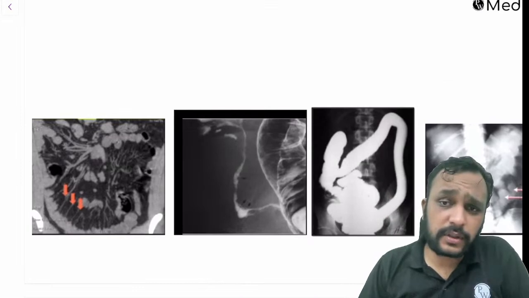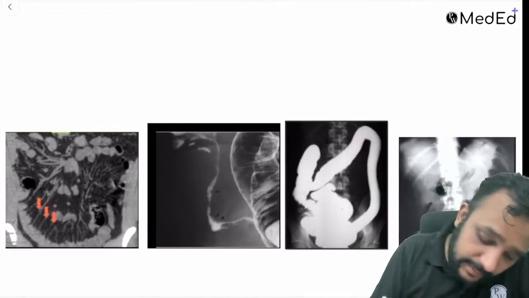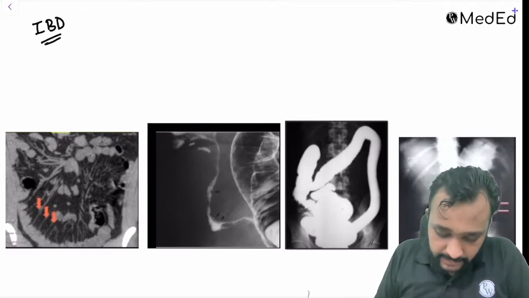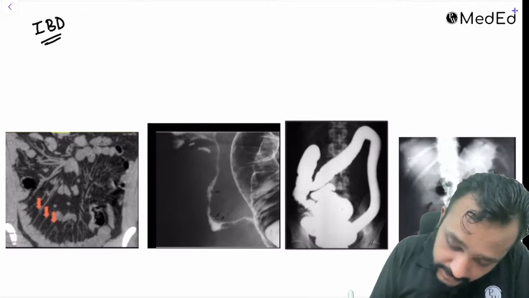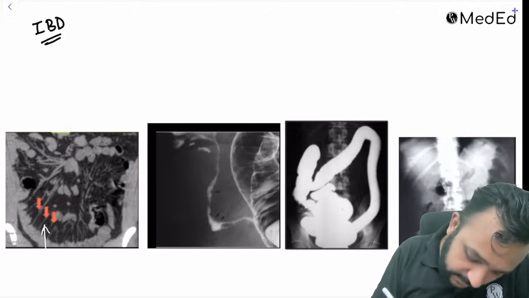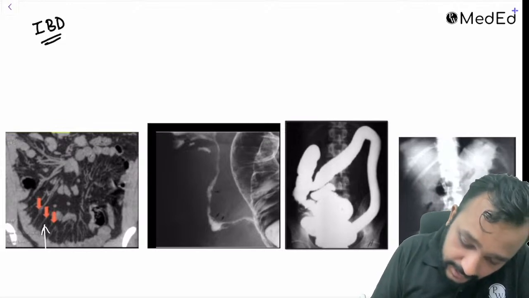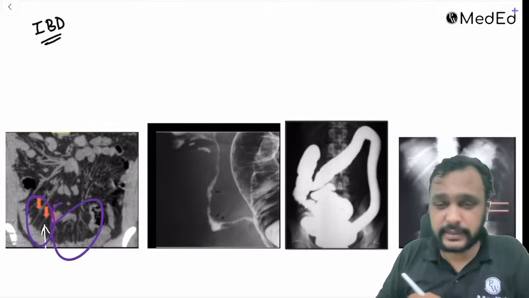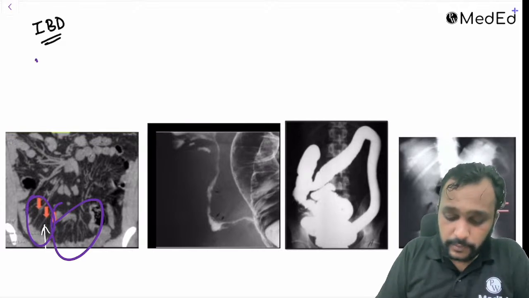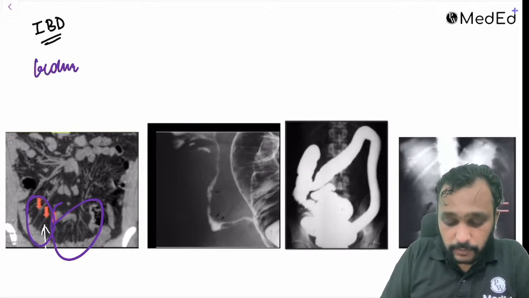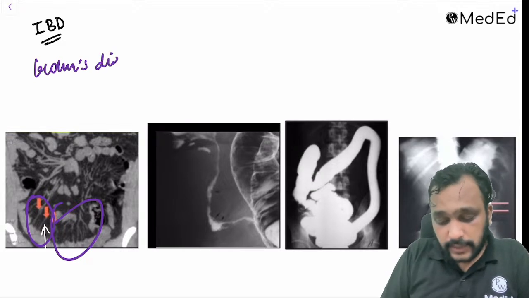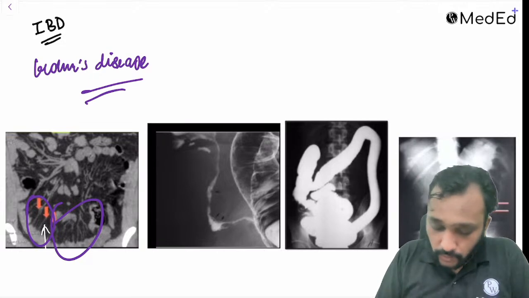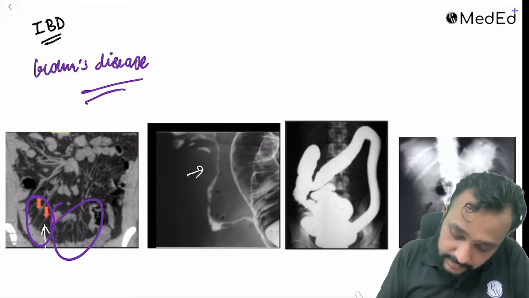So let us talk about a few important imaging findings in inflammatory bowel disease, right? In inflammatory bowel disease, you will see that there will be prominence of the vasculature around the small bowel loops. This prominent vasculature around the small bowel loops is known as the comb sign, that is seen in patients with Crohn's disease.